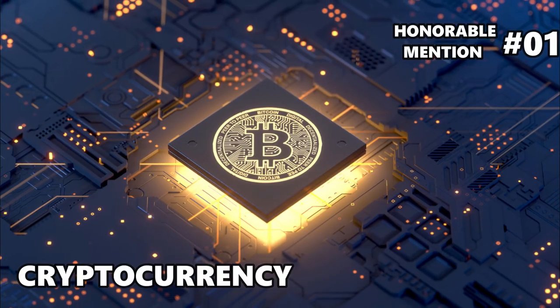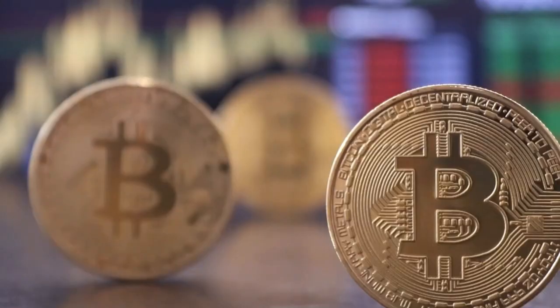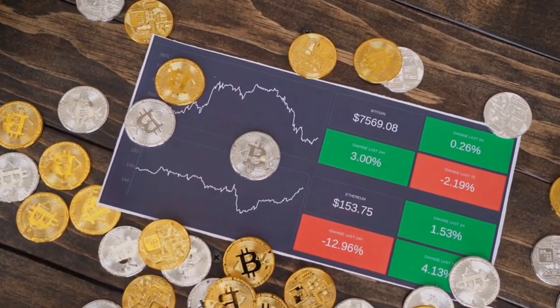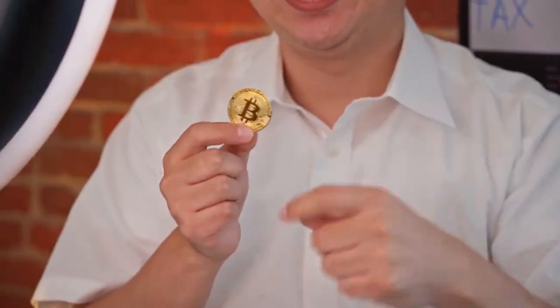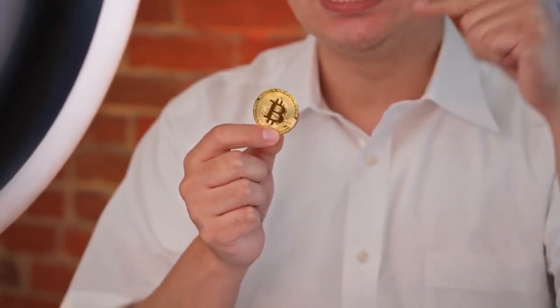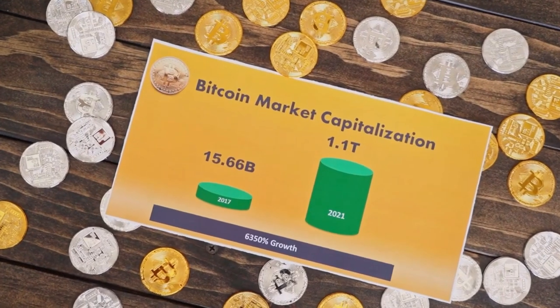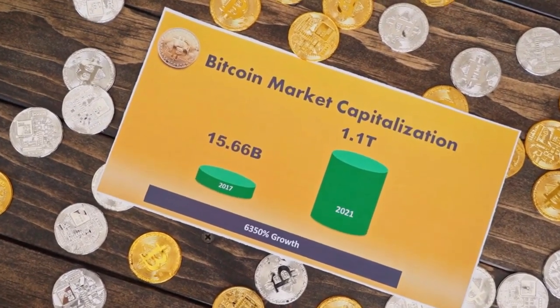Honorable mention 1. Cryptocurrency. Do you know anything about cryptocurrency? This is something you can do. Cryptocurrency is an online or digital currency commonly used to purchase services and goods. You've probably heard of Bitcoin. That is what we are discussing.